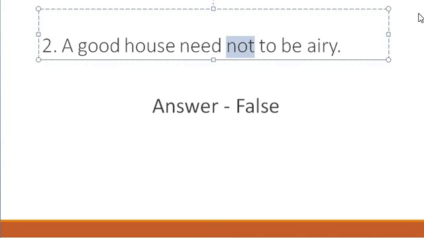You cannot just live in a house without windows, without ventilators, correct? You will get suffocated in that house, correct? You will not be able to breathe properly. So it is very much necessary for the house to be airy. So, a good house need not be airy? No, it needs to be airy. So this statement is a false statement. I hope everything is clear so far.